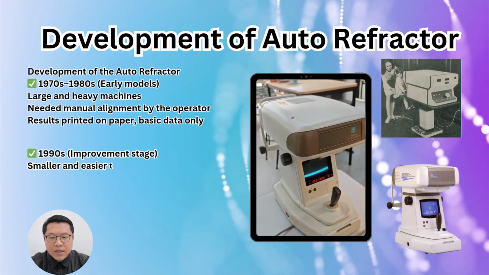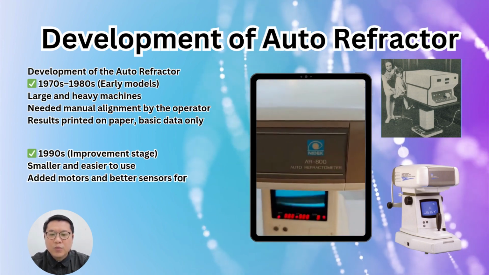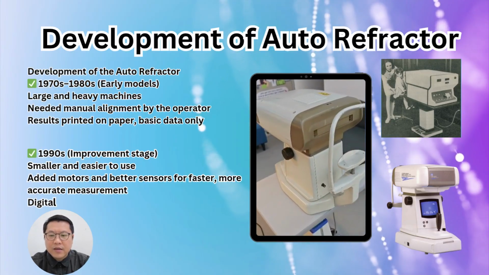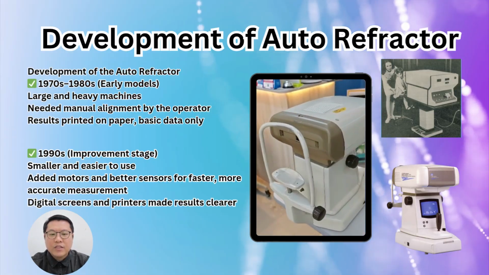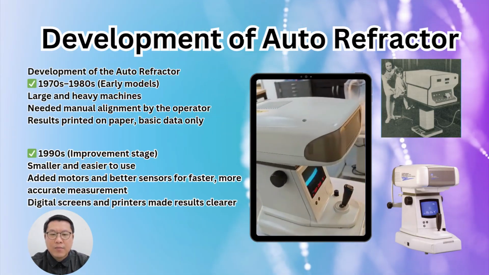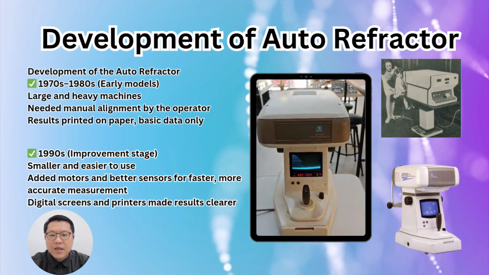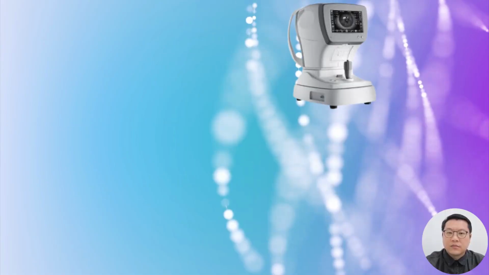1990s improvement stage, technology began to improve. Machines became smaller and more portable, making them easier to operate. Electric motor and better sensors were added, improving speed and accuracy. Digital screens started replacing paper printout, giving clearer visual results for clinicians. This makes autorefractor more practical in daily clinical use.